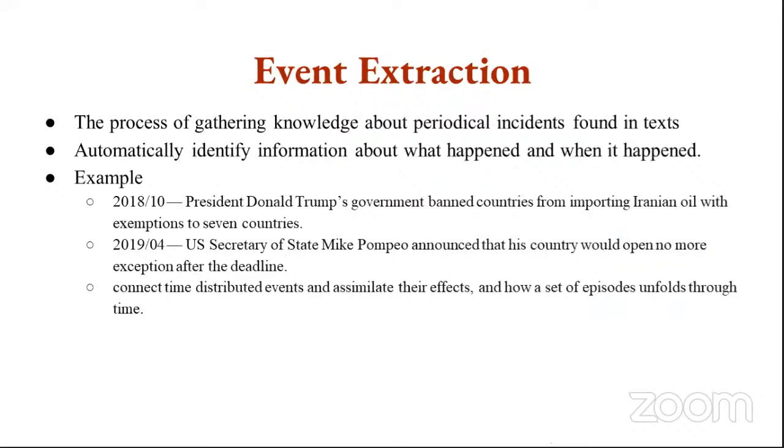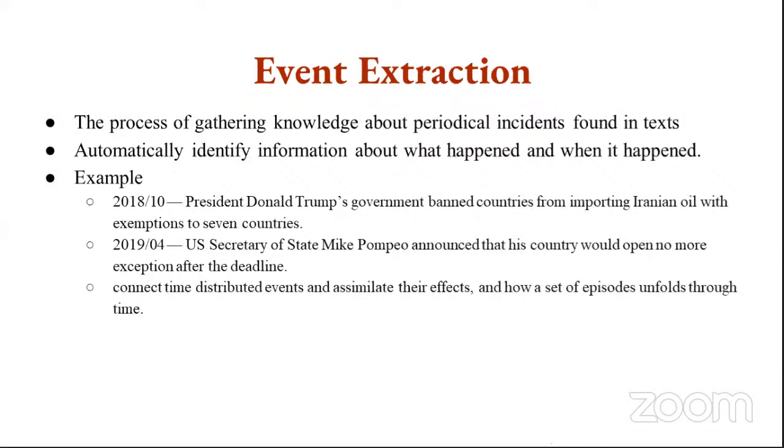Then there is another task of information extraction, which is basically called event extraction. From a particular document, what are the events mentioned? So the process of gathering knowledge about periodical incidents found in text is basically called event extraction. So automatically identify information about what happened and when it happened.